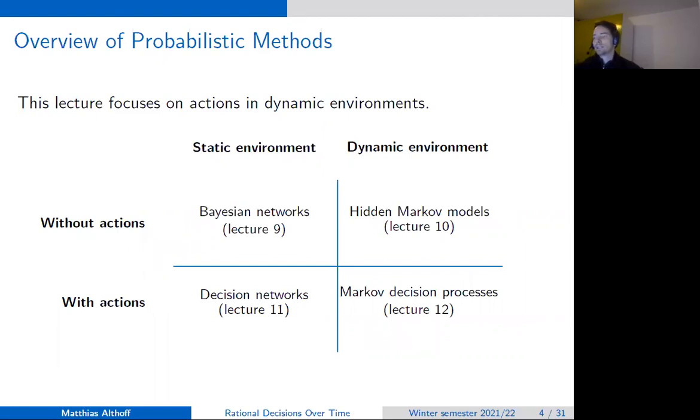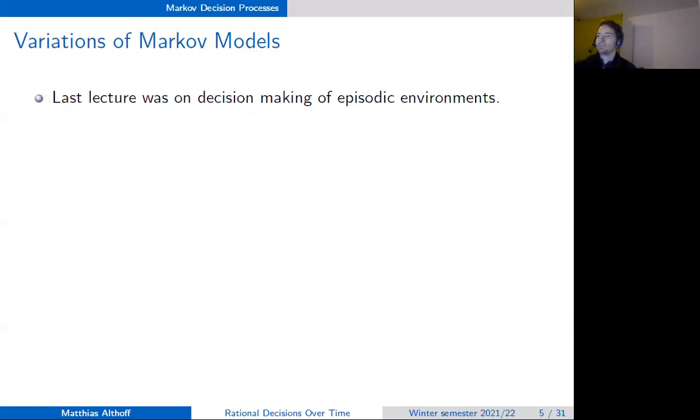So in contrast to the previous lecture, now we focus on dynamic environments. As you remember, for static environments without actions, we use Bayesian networks. For dynamic environments without actions, we looked at hidden Markov models. Static environments with action, we just looked at decision networks today. And now we're looking at Markov decision processes, which combines dynamic environments with action taking or action making.